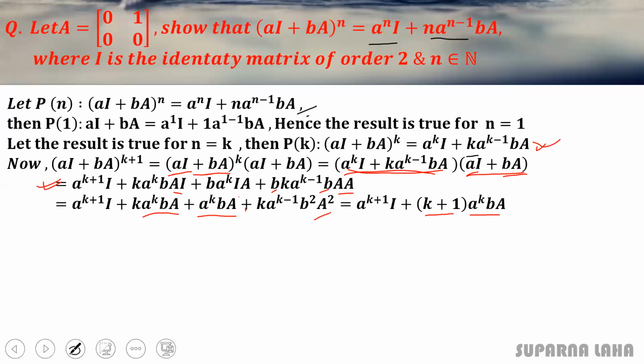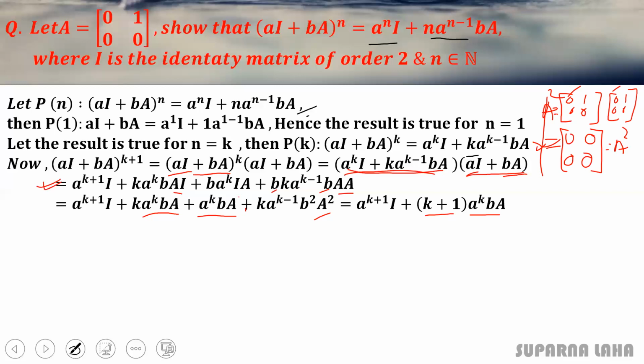Now look at here, this is A square. What is the value of A square here? A is a 2 by 2 matrix, that is [0 1; 0 0], multiplied with again A, that is [0 1; 0 0]. Now if we multiply this one, we will find that 0 into 0 and 1 into 0 is 0, 0 into 1 and 1 into 0 is 0, 0 into 0 is 0, 0 into 1 and 0 into 0 is 0. So A square is the null matrix or the zero matrix.